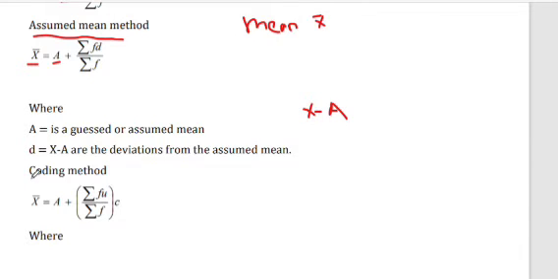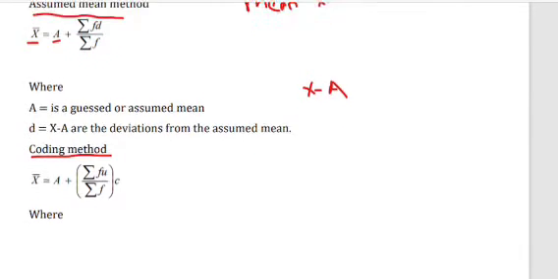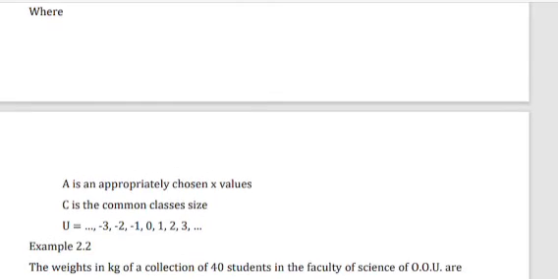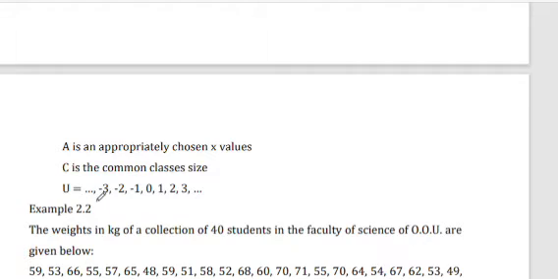Then this one is the coding method. The coding method: mean is equal to assumed mean plus summation fu divided by summation f. u is the code. Now, I will tell you how they obtain this when we start to solve an example.